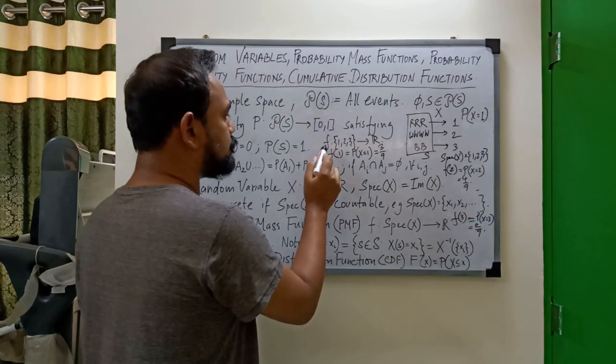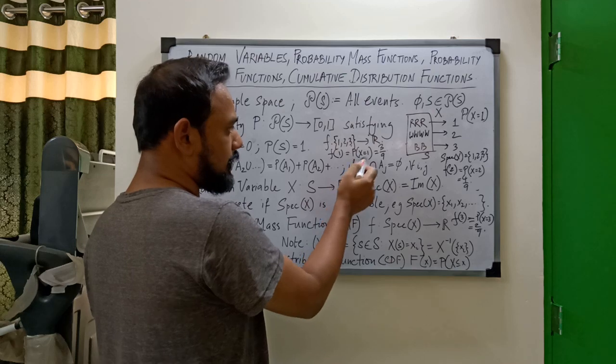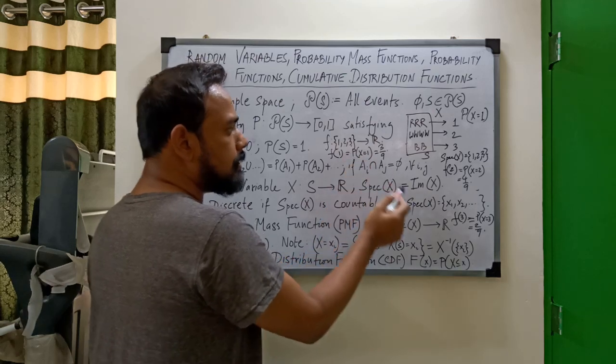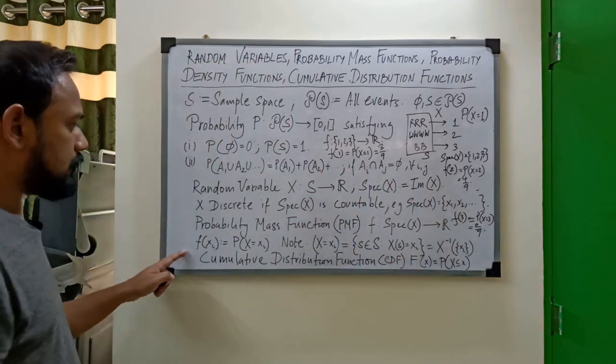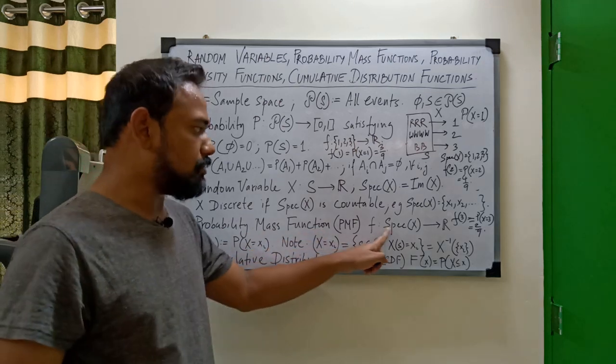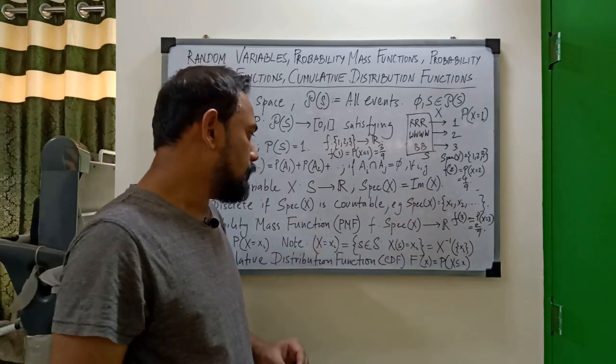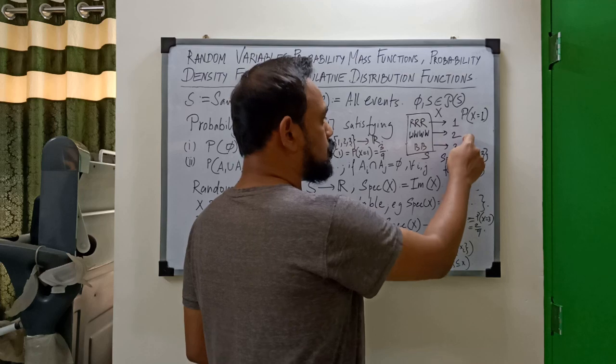So this function f, which I've just defined by making use of the probability function, this function small f is called the probability mass function, and it's defined only on the spectrum. So in other words, 1, 2, and 3.